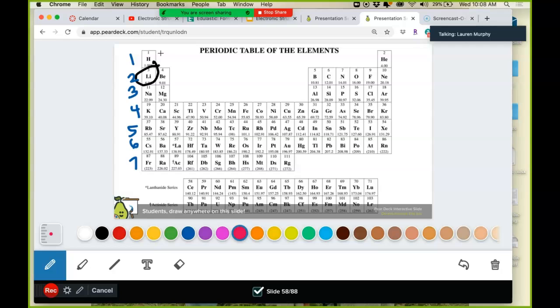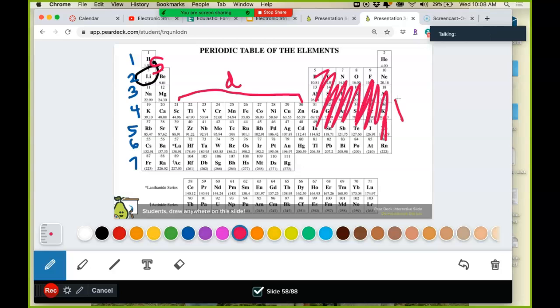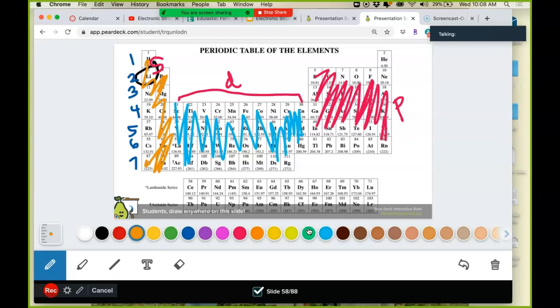Now, I'm going to refresh our memory. Your alkali and alkaline earth metals are your S block elements. Your transition metals are your D block elements. And then these guys are your P block. So this is D. Okay. This is S. And then your F block elements are down here. Okay, so you're just going to need to know that.